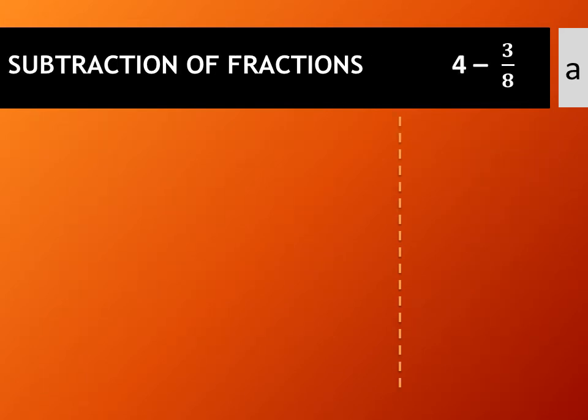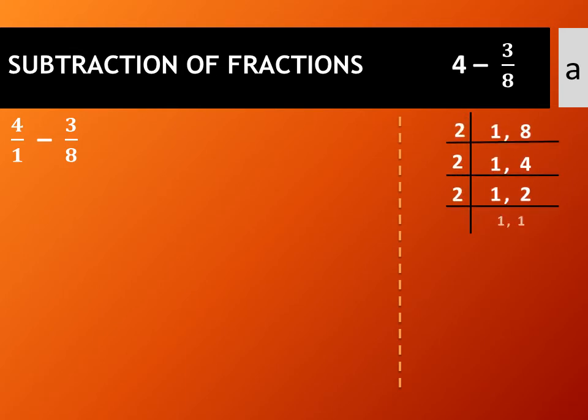Our next topic is subtraction of fractions. Question number A. 4 minus 3 upon 8. We can write 4 as 4 upon 1. So the question is 4 upon 1 minus 3 upon 8. To make the denominators same, we will convert them into like fractions. For this, we need to find the LCM of 1 and 8.